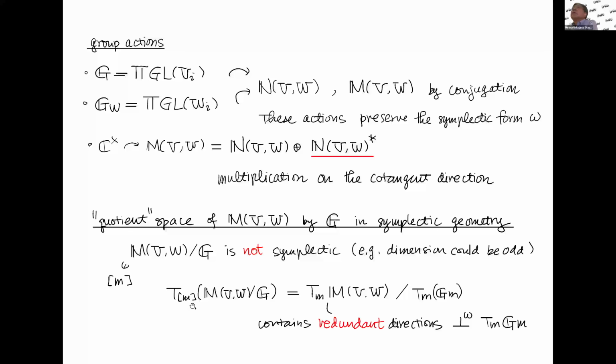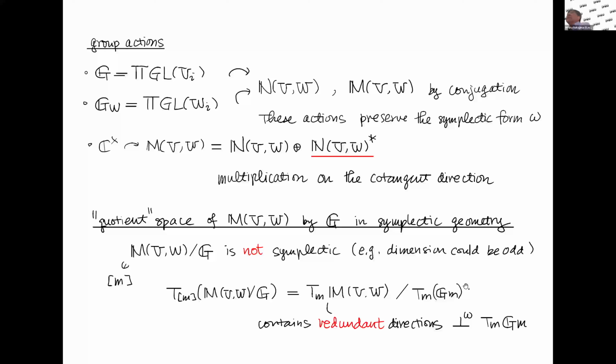Okay, then I consider the tangent space of the quotient space. If this is some well-behaved quotient, then the quotient is also a manifold, and its tangent space is the quotient of the tangent space of the original space divided by the tangent space to the orbit. And since M_VW is a vector space, the tangent space to M_VW is identified with M_VW itself. In particular, this numerator is a symplectic vector space, and we divide by some vector subspace.